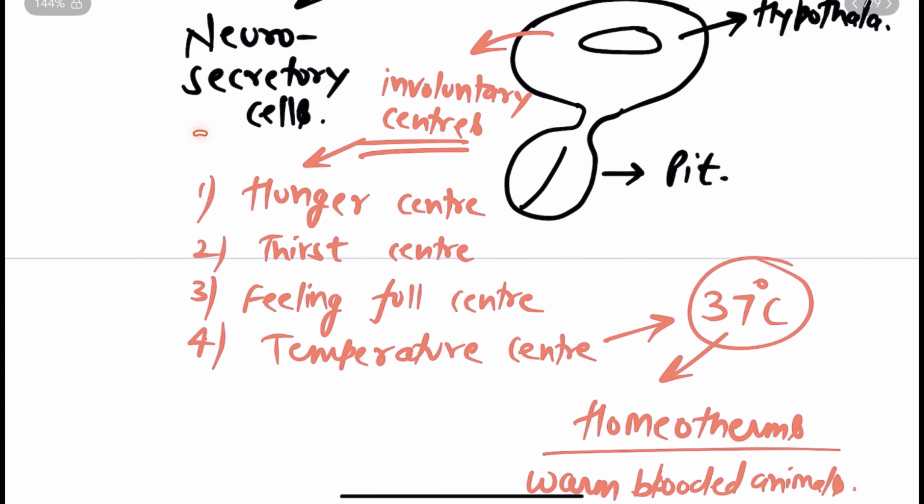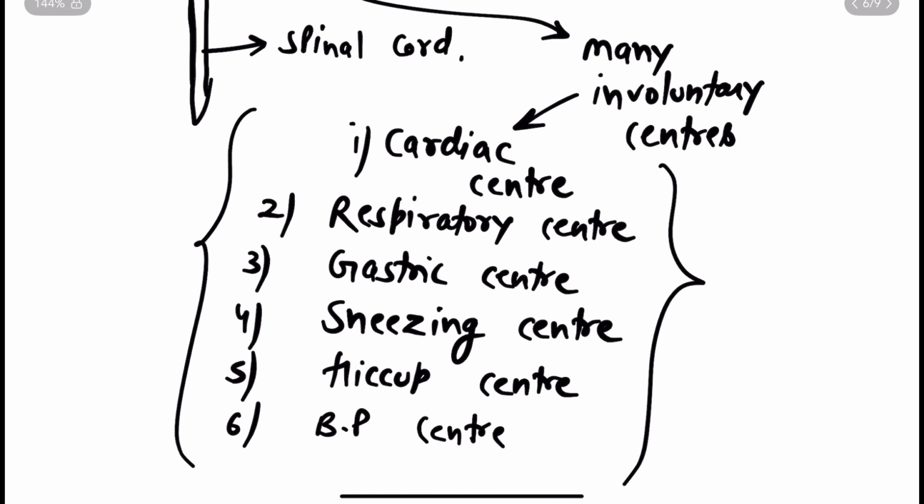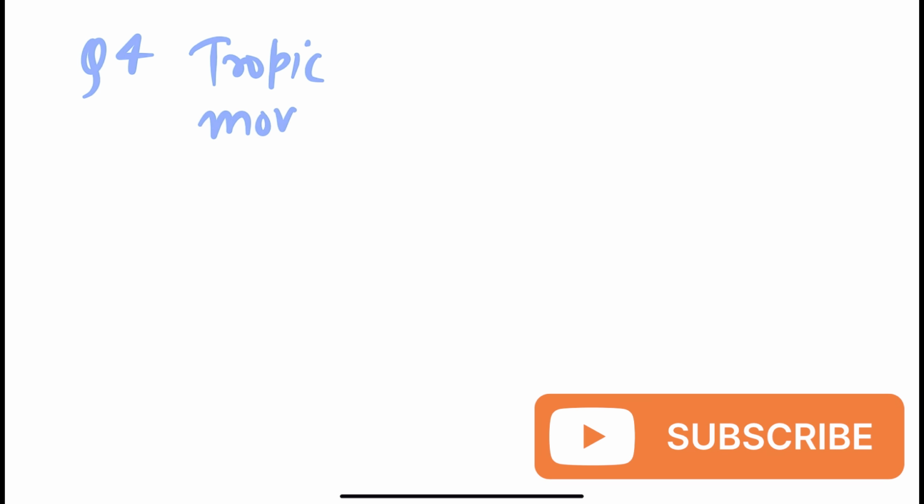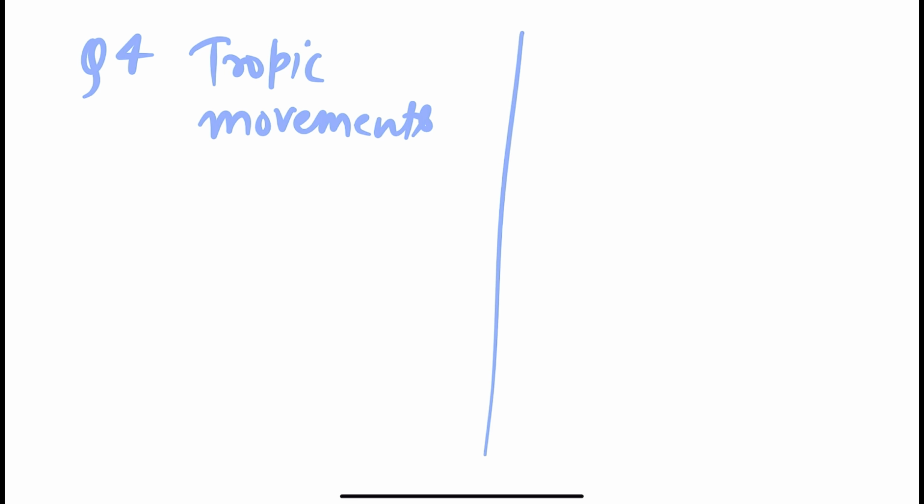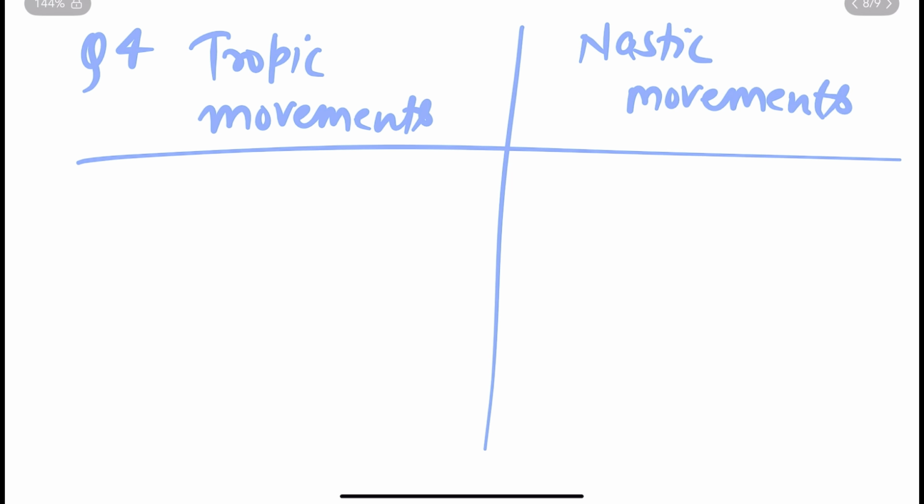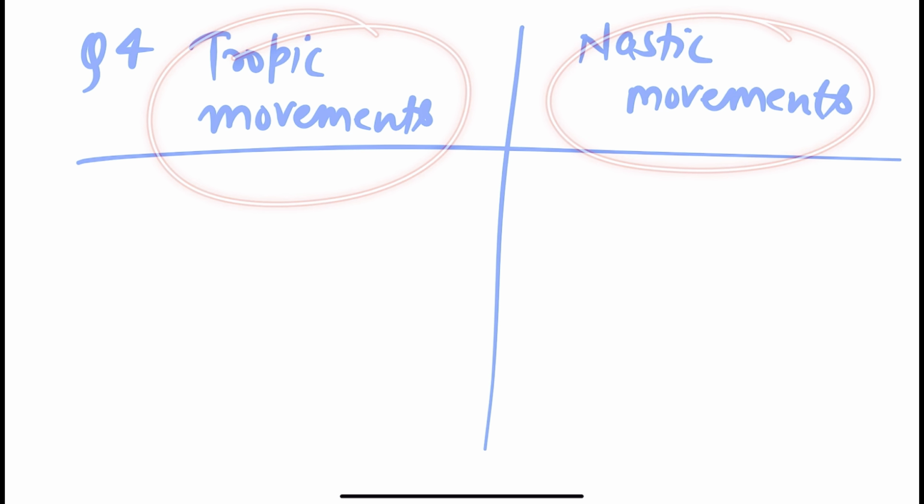So I just hope you will remember these four involuntary centers present in the hypothalamus. Very important question for your exam. Let's move on to question number four, and again a very important question for school examination, where we have to differentiate between the tropic movements related to the plants and the nastic movements again related to the plants. So let's just discuss these. These are two types of movement present inside the plant, the tropic movement and the nastic movement. Let's just differentiate them one by one.